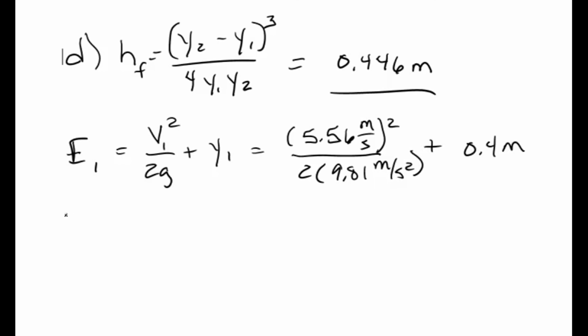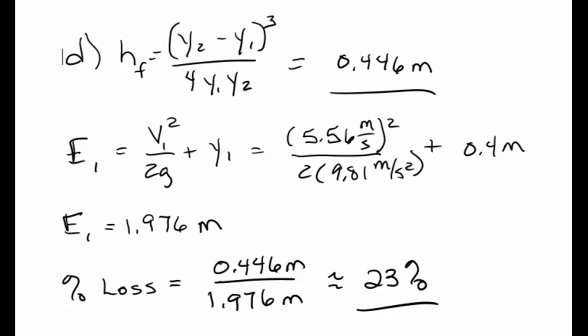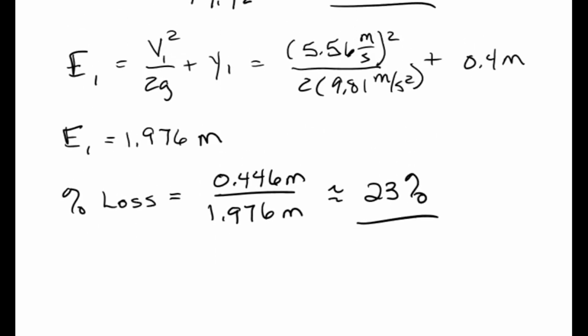So our E1 comes out to be 1.976 meters. That's our energy in head form that we came in with, and then we hit the wave and we lost this much. So the percent dissipation, or the percent loss that we have, is going to equal 0.446 meters over our 1.976 meters, which is about 23%. All right, so that's it.